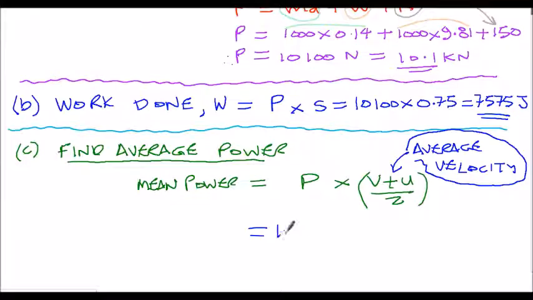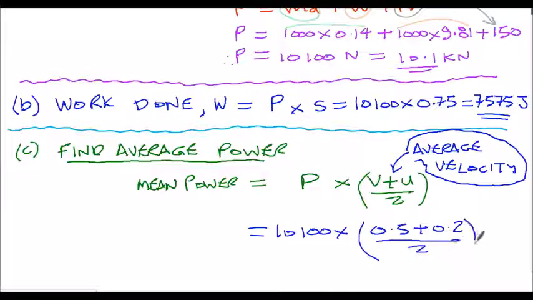So 10,100 multiplied by, and all we're going to do is add the velocities up and divide by 2. So 0.5 plus 0.2, all divided by 2. According to my calculations, I get 3,535. Power, as you probably know already, is in terms of watts.